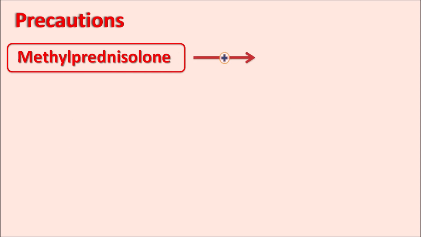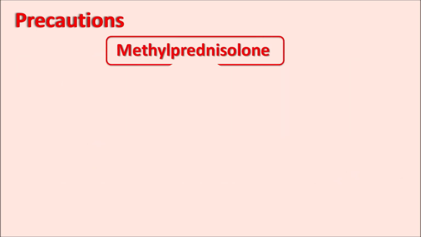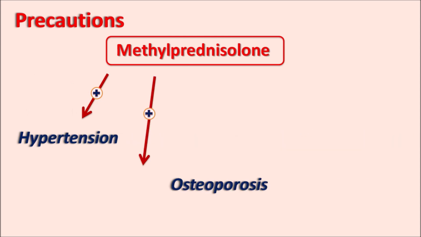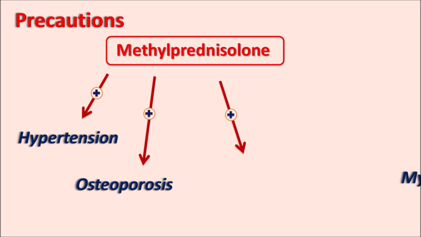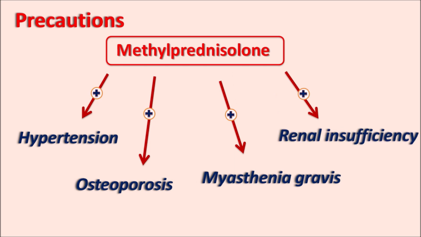Similarly, methylprednisolone can also stimulate peptic ulcers. So this drug can increase ulcerative colitis in the patients. And finally, methylprednisolone can also aggravate various other disorders, like it can increase the hypertension, it can increase the osteoporosis, it can increase the myasthenia gravis, which is a muscle disorder, and it can also increase the renal insufficiency. So all these factors again should be considered before methylprednisolone is prescribed for patients for longer periods.